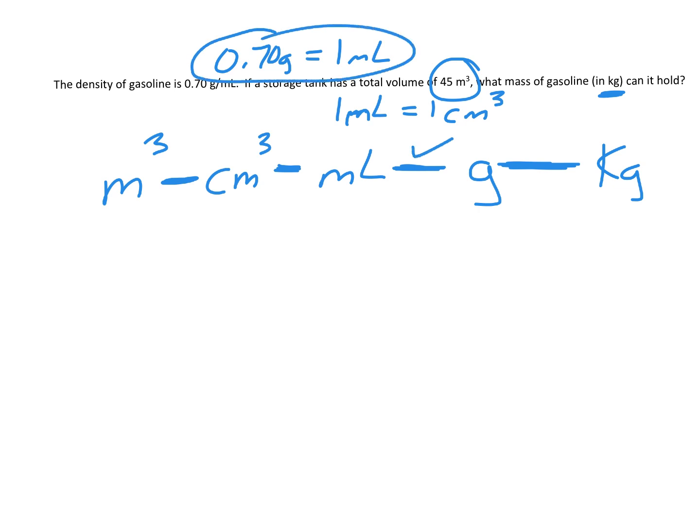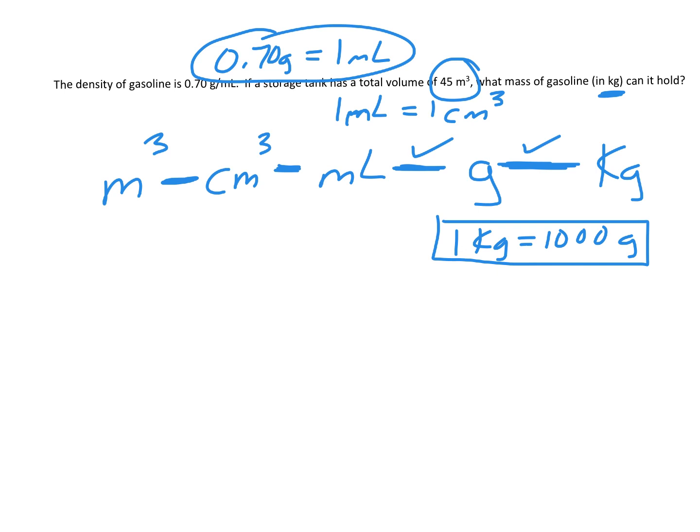And then what's between kilograms and grams? We know that for every 1 kilogram, there are 1,000 grams. If you're not sure how we know that, go and look at the metric video. So that covers this conversion. We know that 1 milliliter equals 1 centimeter cubed. That covers this. And now what's the relationship between meters cubed and centimeters cubed?